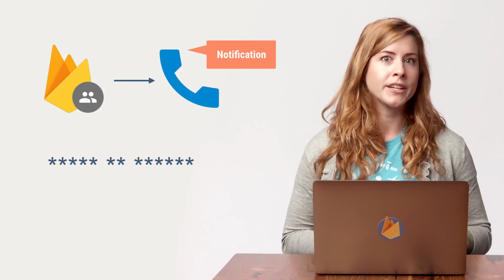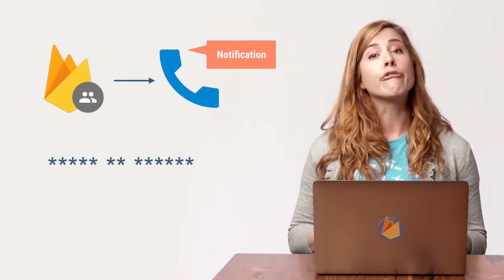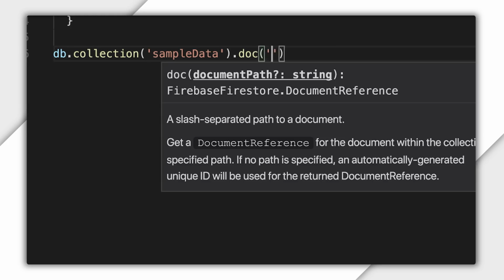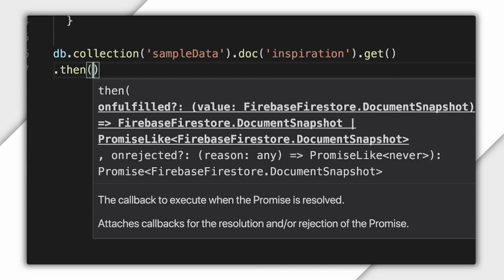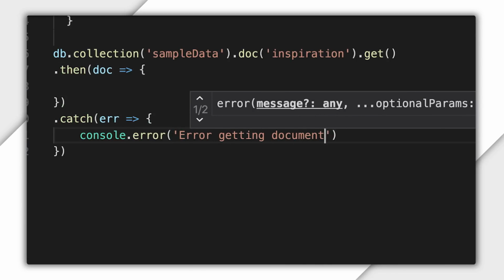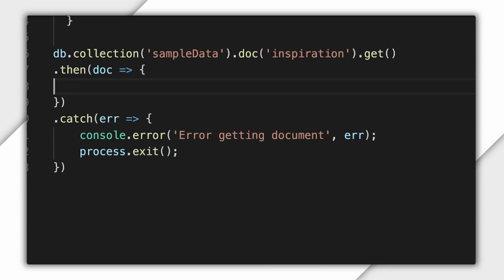But I may also want to be able to read data from Cloud Firestore server-side. Say if I wanted to sanitize bad words from quotes or send notifications when new quotes are written. So let's look at getting data from Firestore. I'll get data from the inspiration doc in the sample data collection using get. I'll also include a catch block to handle if an error occurs. I'll just log it for now.